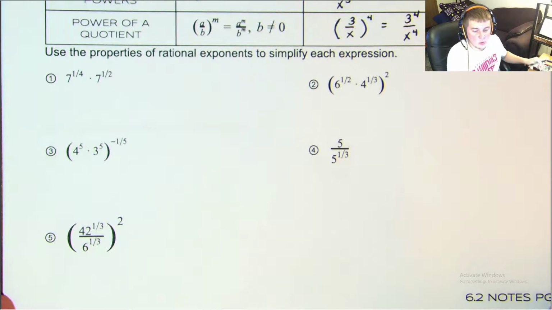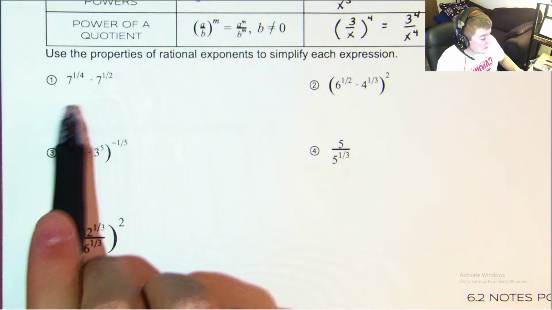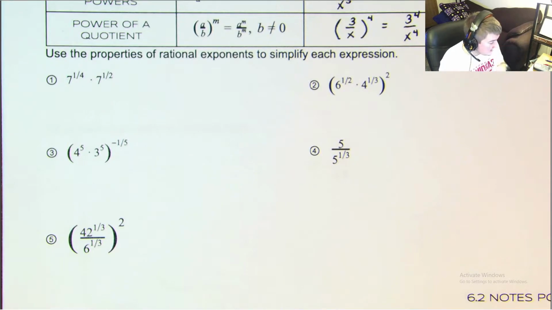What we want to do is simplify each expression. We're going to consider something simplified when it has as few bases as possible, the least amount of bases. So if I have common bases, I would like to combine those if possible. Let's go ahead and take a look at what that's going to look like.